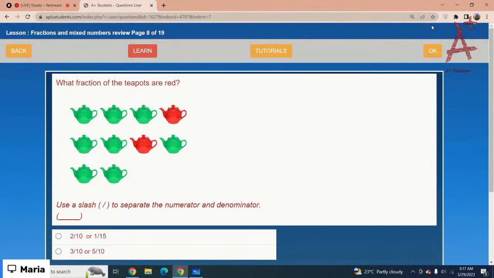What fraction of the teapots are red? So which is the correct option?